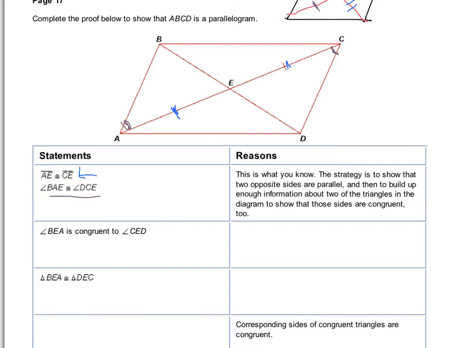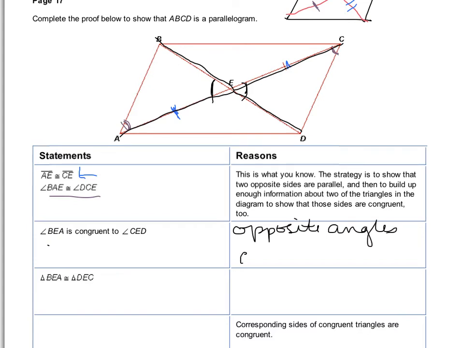So now they're going on to say that BEA, which is this angle right here, is congruent to CED, which is this angle right here. Well, the reason that we know that is true is because in semester 1 you learned that opposite angles, which are angles that are across from each other, opposite angles are congruent. That is how we know that statement is true.